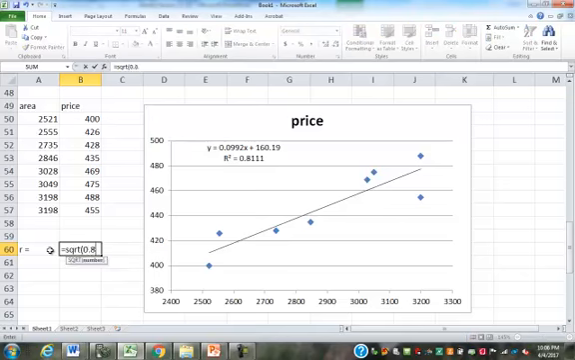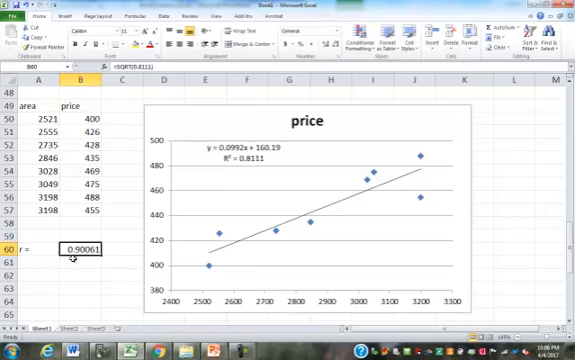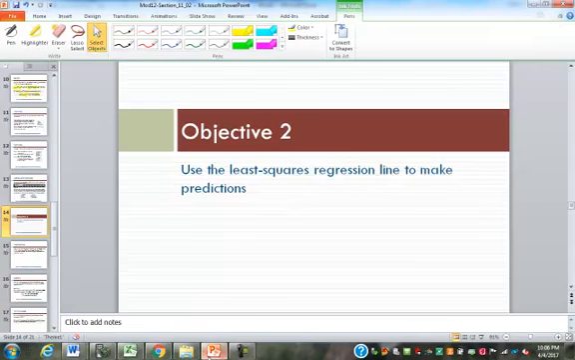So 0.8111, and that's that 0.9006. There's a little bit of a round off error there. We had 0.90059. Because it only goes to 4 digits, when we square root it, there's going to be a little bit of a round off error. But that is within acceptable parameters there.